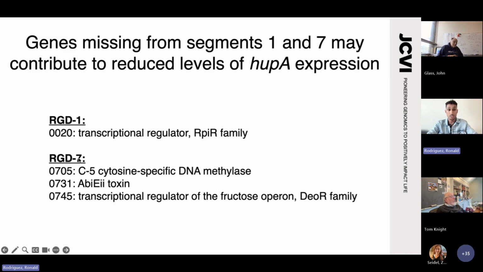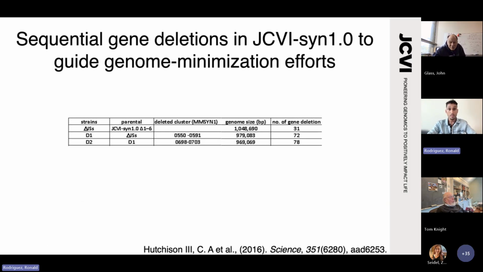If you look at some of the genes that were removed in segment 7, a few things stood out to me. A C5 specific DNA methylase that can influence the expression levels of a lot of different genes and the nature of chromatin in some ways. A gene associated with a toxin antitoxin system. This one, its cognate antitoxin, has DNA binding activity, and another transcriptional regulator that is associated with sugar metabolism.